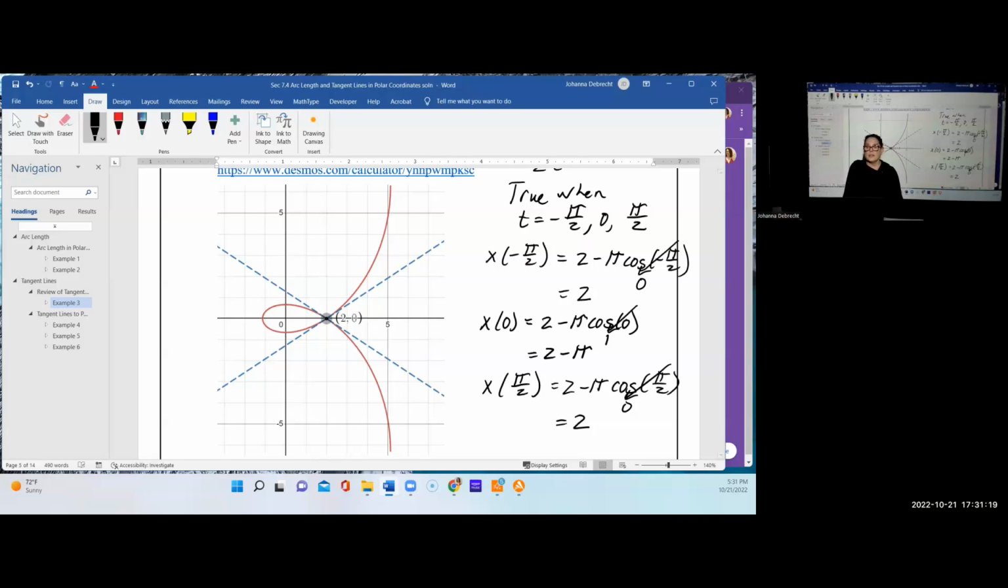Okay, now we need to figure out the equation of the tangent line. We have the point at which they intersect. That's our x1 and our y1. So we have our 2 and our 0.